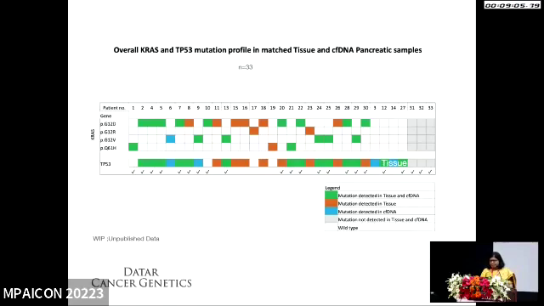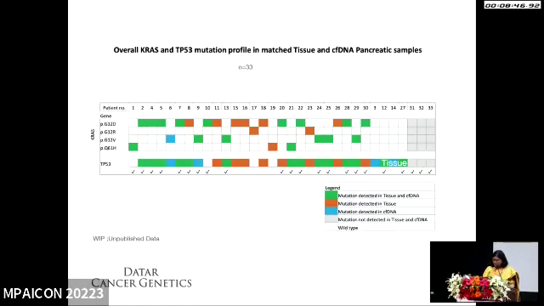And here, if you can see, the green ones show the mutations detected in both tissue and ctDNA. The red ones are mutations detected in tissue alone. Blue is mutation detected in circulating tumor DNA. So you can see that ctDNA is only a very, very small proportion.